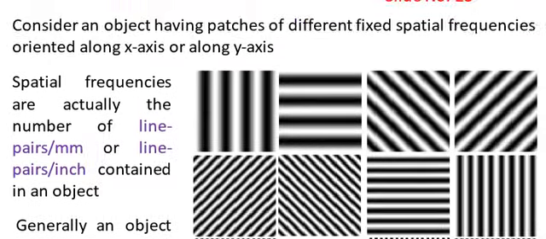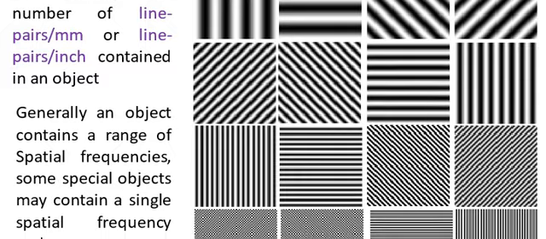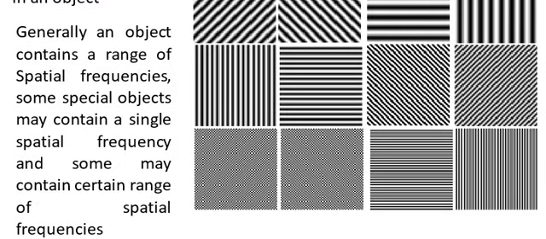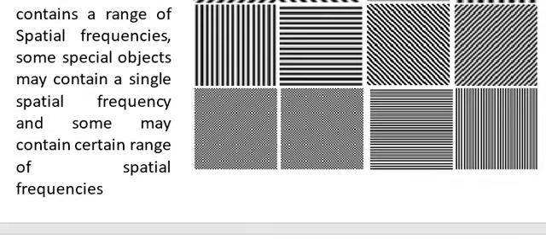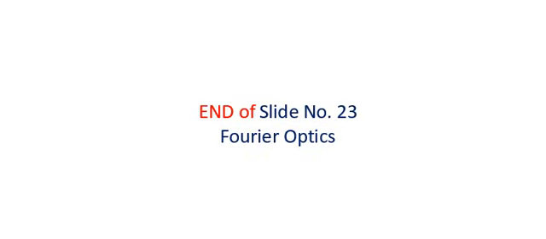But you can see that in each of these we have one spatial frequency. For example, in the first row we have a single frequency, in the second row we have a single frequency, but that frequency is higher than the previous one, and in the third row again a single spatial frequency higher than the previous one, and in the fourth row again a single spatial frequency but higher than the previous one. So this is the end of slide number 23.